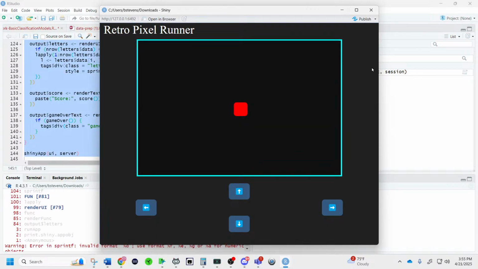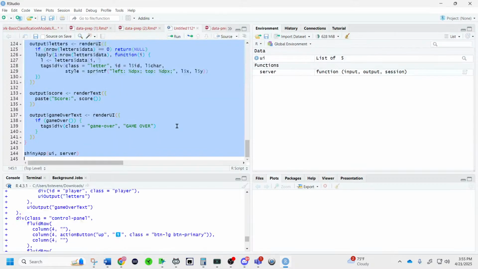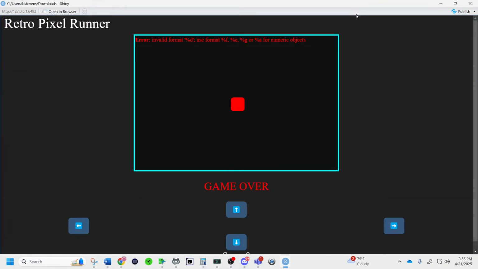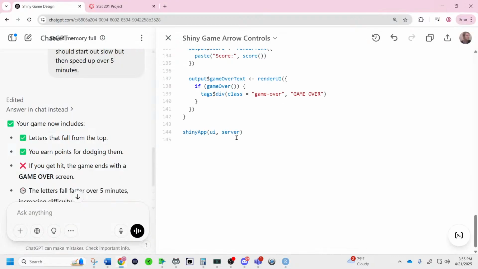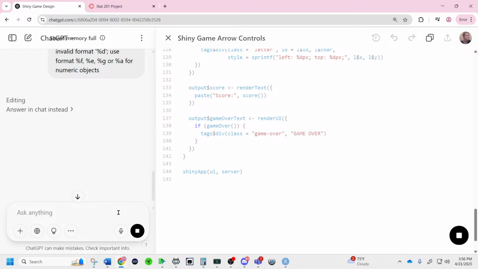Oh, wait. No. It broke. Did I get hit by a letter? Okay, last try. So close, ChatGPT. So close, but I get the following error. Please make it work. Invalid format. %D use %F, %E for numeric objects.